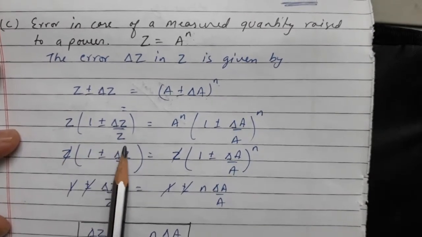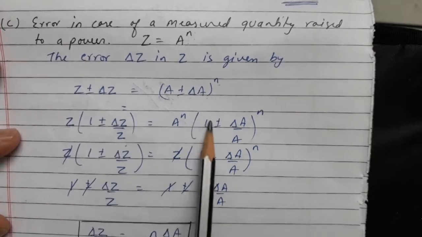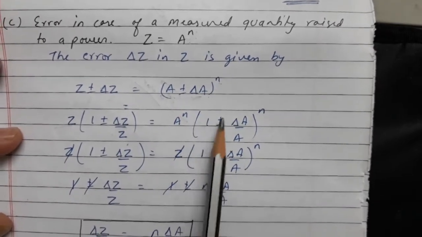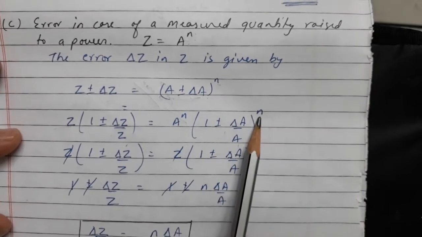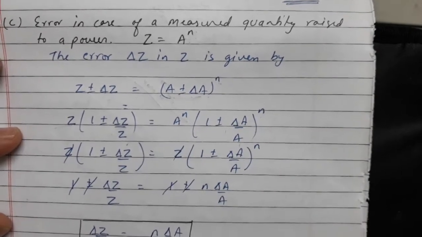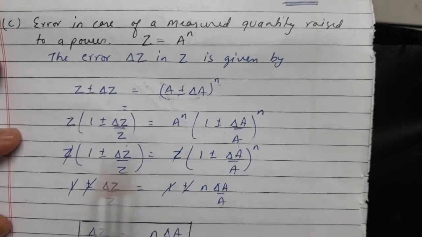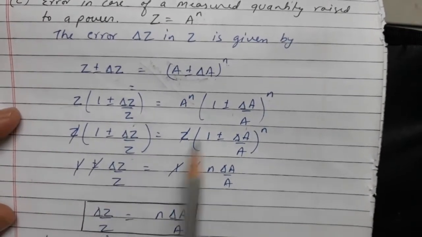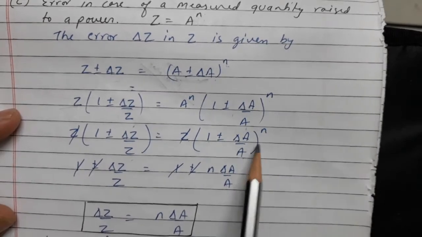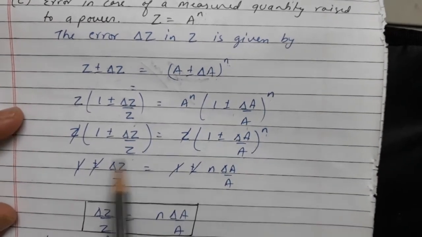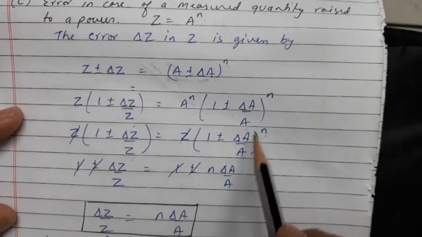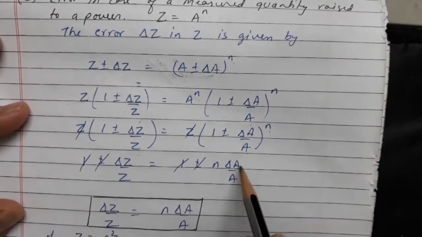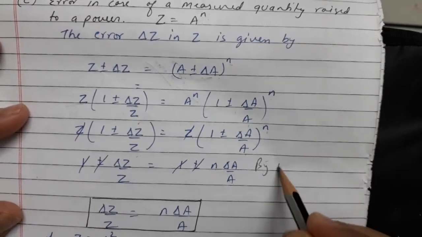So here the denominator will have z. Similarly, we have taken a to the power n common from this bracket, and we'll get 1 plus minus del a upon a, to the power n, into a to the n. But a to the n is equal to z, so z and z will cancel out, and we'll get 1 plus minus del z upon z is equal to 1 plus minus del a upon a, to the power n. And this thing, del a upon a to the power n, can be written as n into del a upon a by the binomial theorem.